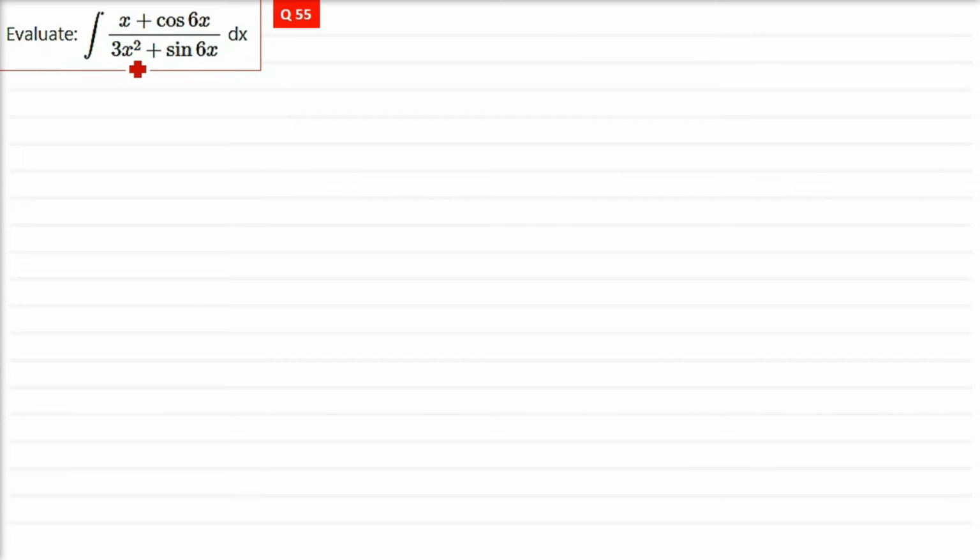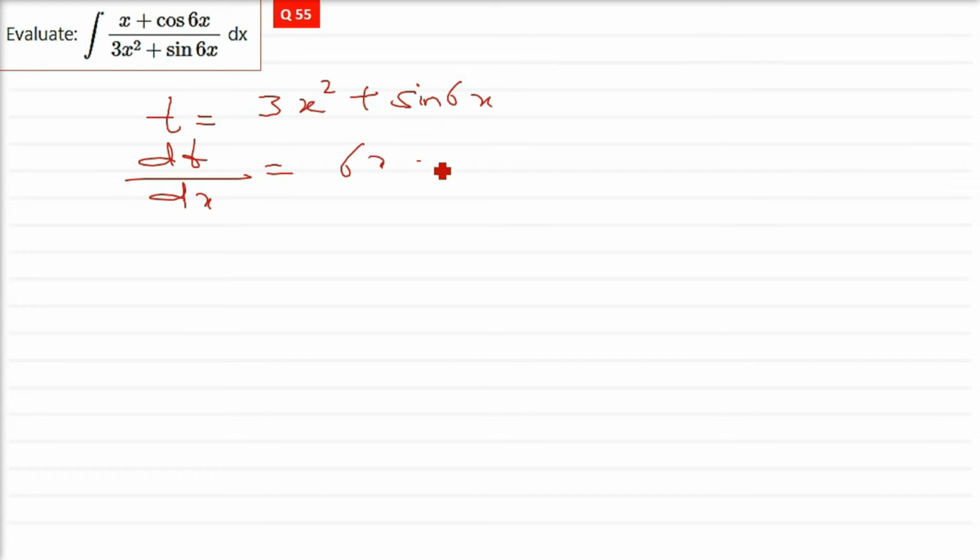At first glance, this question seems to be complicated, but it's not. Why? Just take the denominator, and when you differentiate it, are you going to get something related to the numerator? Let's see. We have 3x square plus sine 6x, which we have taken as t. Now let's differentiate it. dt by dx will be what? It will be 3 into 2 into x. So we are getting something here. 6x here. Then sine 6x will be cos 6x, and differentiation of 6x will be 6.